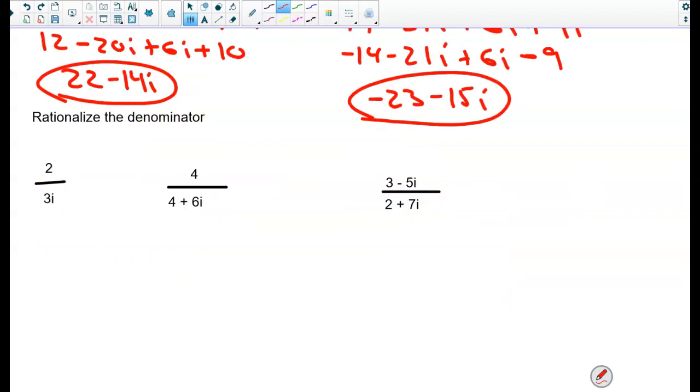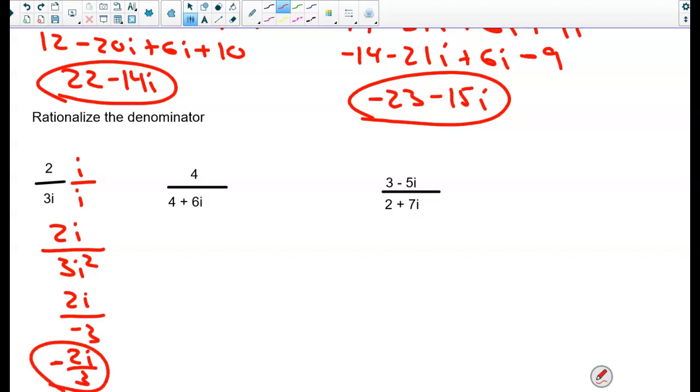When you're rationalizing denominators, when there's just an i in the denominator, you're multiplying the top and the bottom by just i. 2i over 3i squared, which is 2i over a negative 3, which translates into 2i over 3 with the negative sign in front. I don't like leaving the negative in the denominator. But when there's just an i with a coefficient in the denominator, or just an i, we're just multiplying the top and the bottom by i.